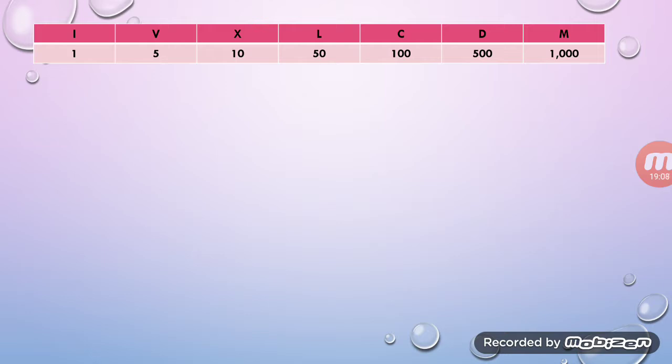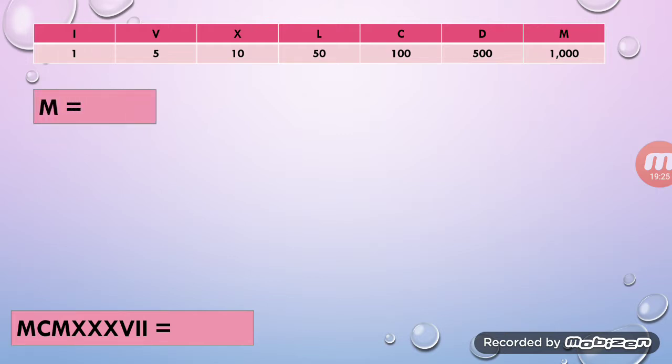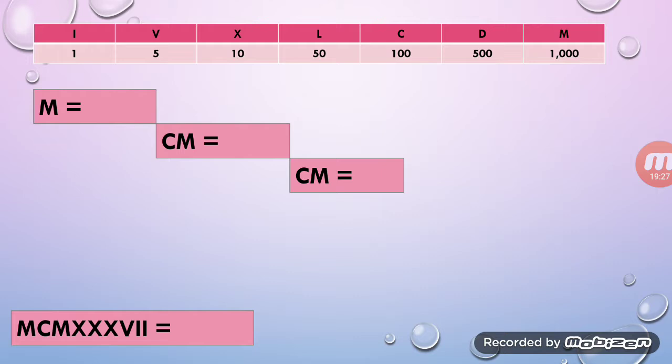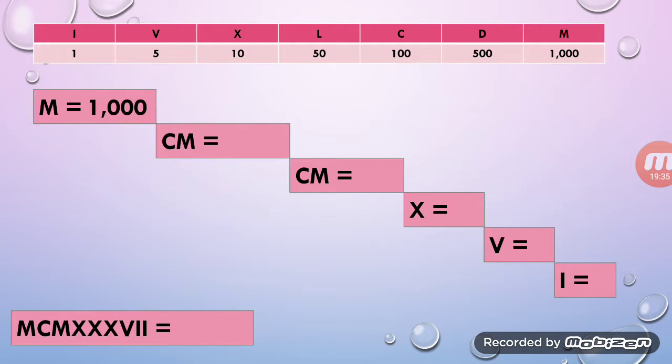So now, with this graph in mind, we have to find out the system below, the set of M, CM, XXX, V, II. Now, using the graph, we're going to pick apart all of these different symbols to find out what their place values are, what the numbers they represent are. Starting with M, we can see that it's 1,000.